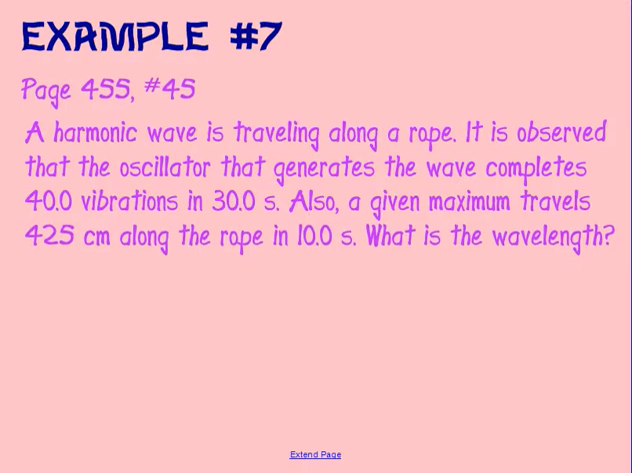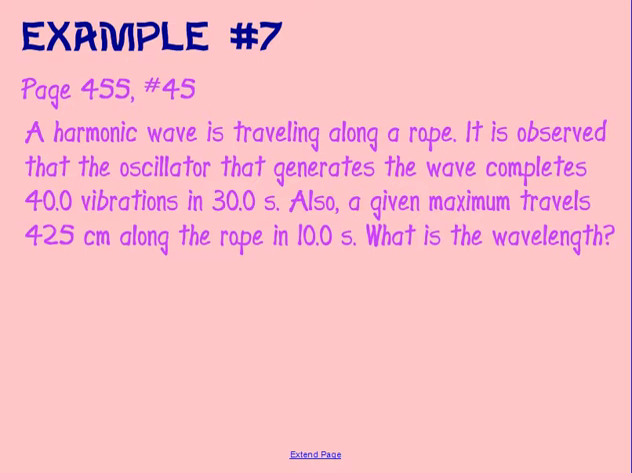Let's look at a problem that's maybe a little bit less straightforward. This problem talks about a harmonic wave traveling along a rope. It says that it's observed that the oscillator that generates the wave completes 40 vibrations in 30 seconds, and that a maximum on that wave travels 425 centimeters along the rope in 10 seconds. We're asked to find the wavelength.